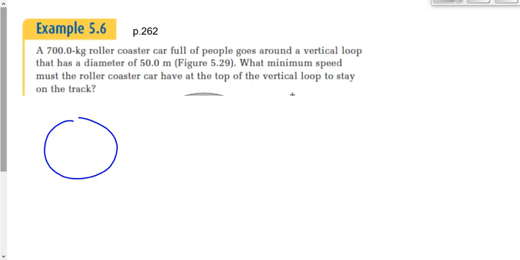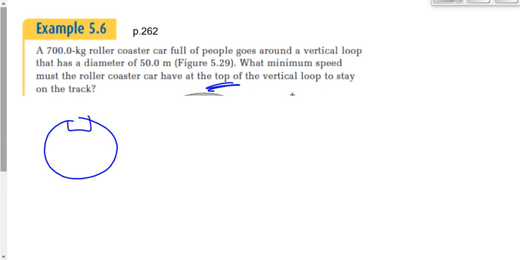Hey, why are we looking at the top of the loop? If this car is going to fall out of the loop, where's it going to fall out? At the top, right? It's not going to fall out at the bottom. The track is there pushing up. If it's going to fall out, it's going to fall out at the top. So if it's going too slow at the bottom, it doesn't matter how slow you're going. At the top, it matters. Going too slow, you fall out at the top.